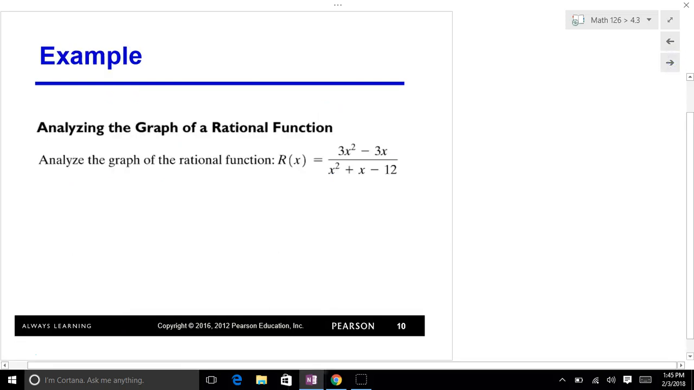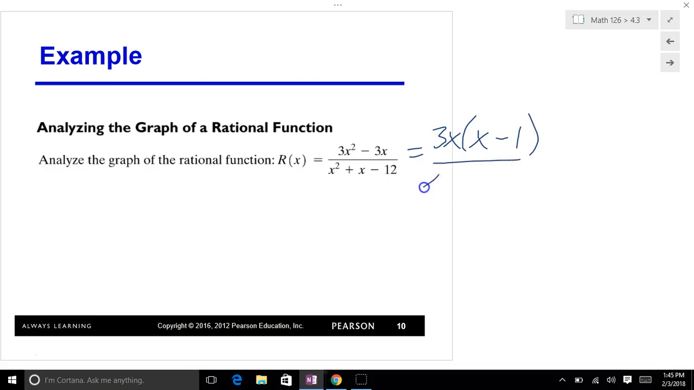Okay, here's another one, 3x squared minus 3x. Let's go ahead and put this in factored form. So we've got 3x, x minus 1. On the bottom we've got x plus 4, x minus 3. So we'll start with our vertical asymptotes, and notice nothing cancels there, no factors that cancel.